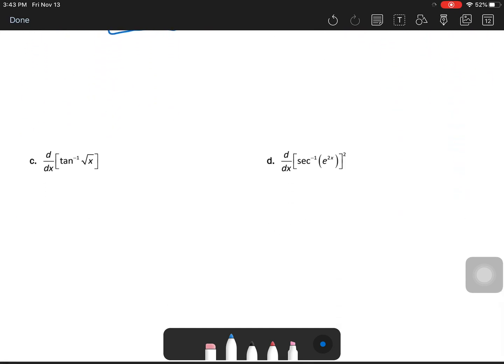Okay, next one we're doing, and so yeah, your notation can look a couple different ways if we have it like this. We know that means arctan or inverse tan. Right, so again, it's the same formula as we just did, u prime over 1 plus u squared.